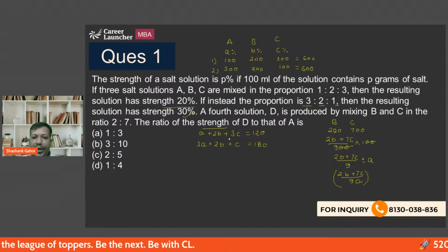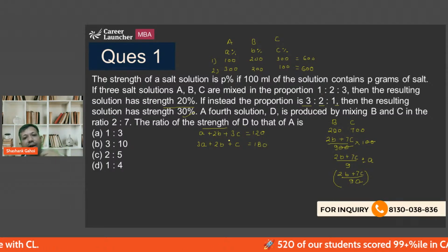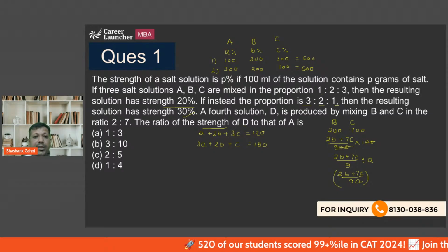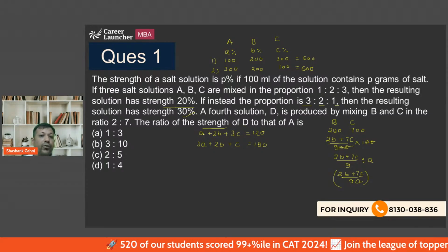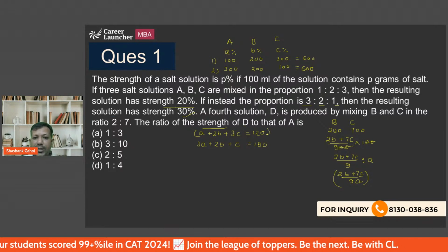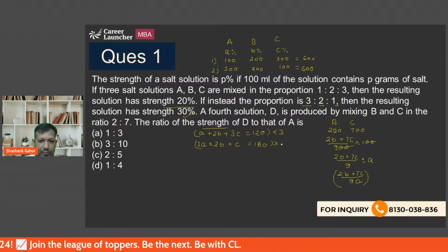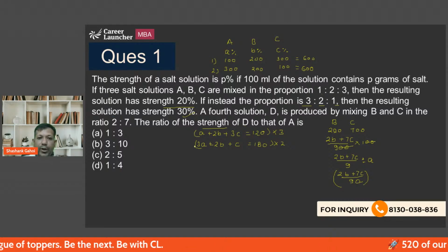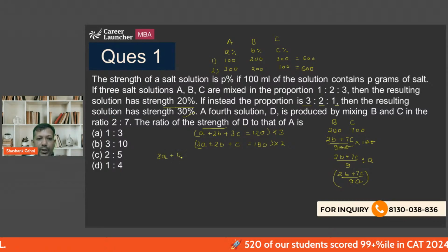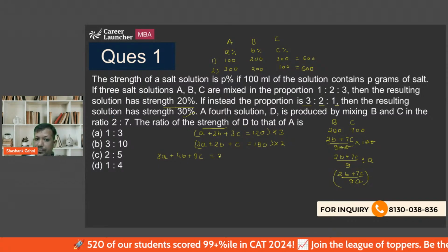Generally, we try to eliminate variables, we try to get the values of variables in terms of numericals. But instead of that, we are going to eliminate the constant. So multiply this equation by 3, multiply this equation by 2. So what we are going to get, the first equation is going to be 3A + 4B + 9C, and that's equal to 360.